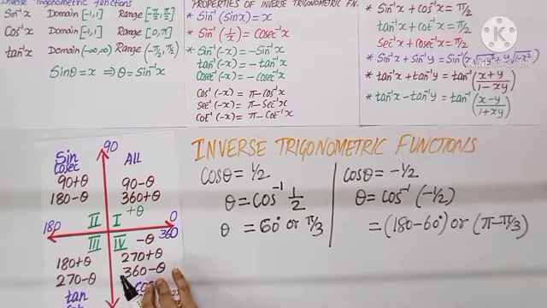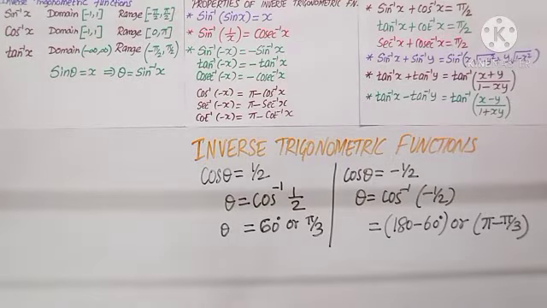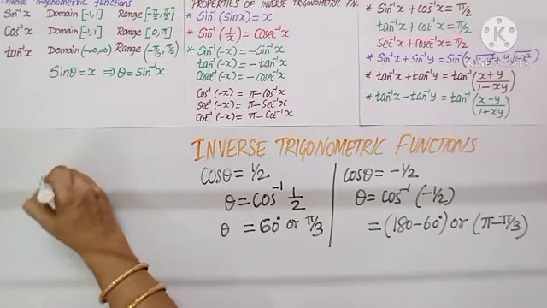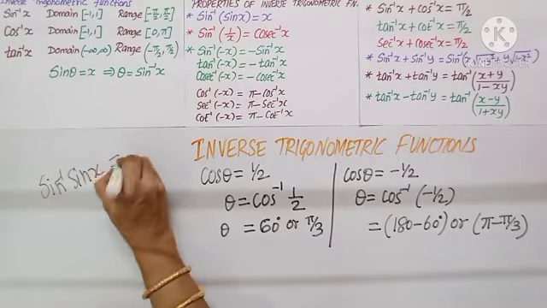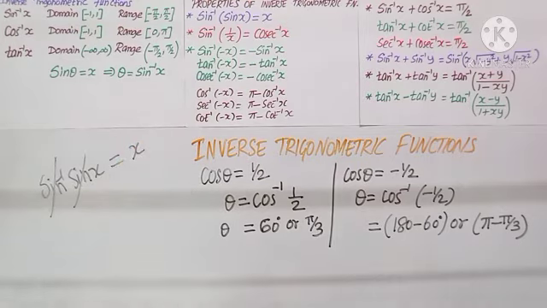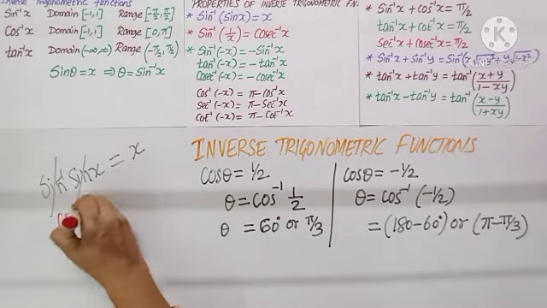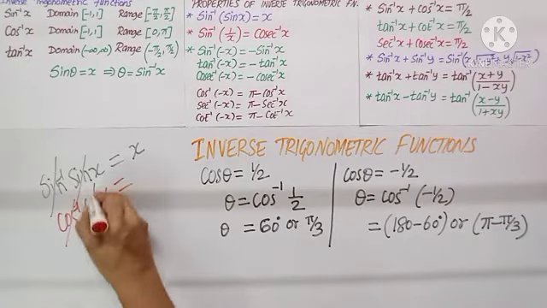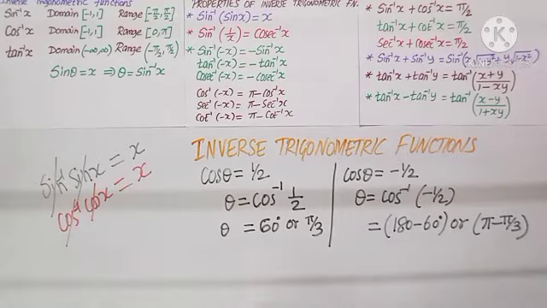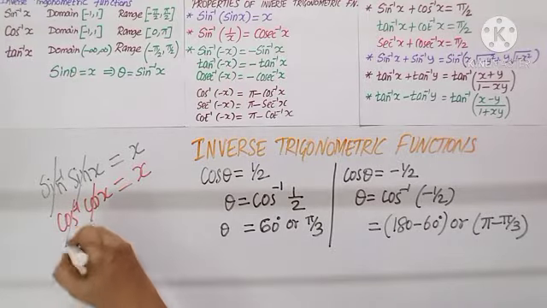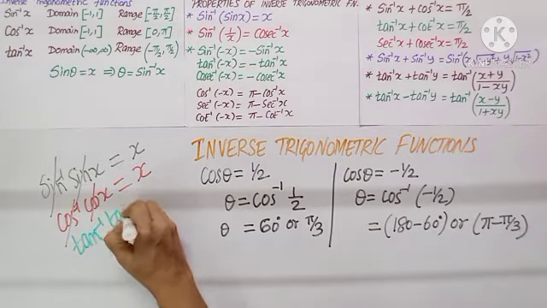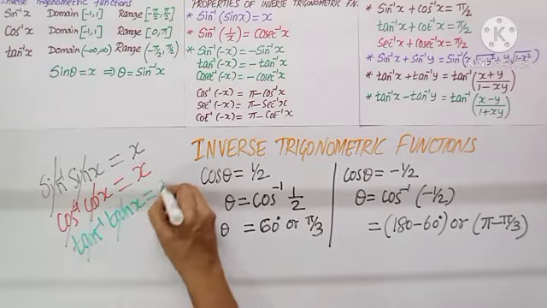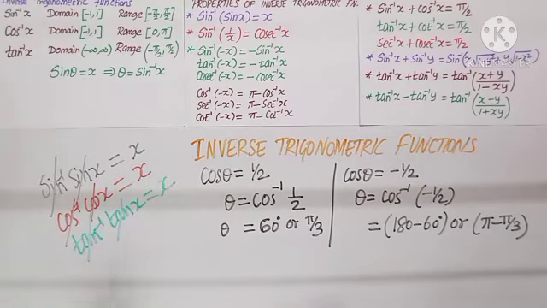What are the properties of inverse trigonometric functions? Sine inverse sine x. Sine and sine inverse cancel. I simply get x. Same pattern. Cos inverse cos x. Cos inverse and cos cancel. I get x. Same way, tan inverse tan x. Tan and tan inverse cancel. My answer is x. Similarly, I can say for cot inverse, cosecant inverse and secant inverse.